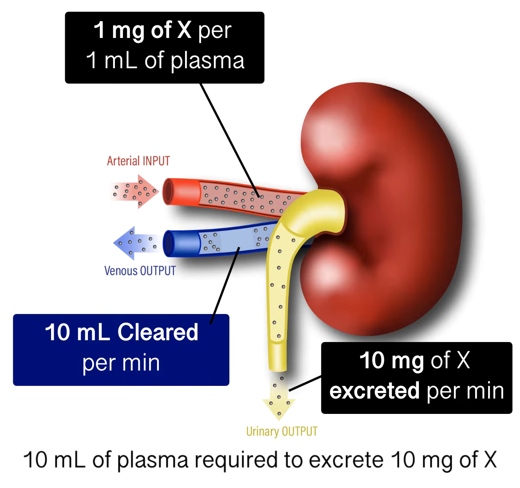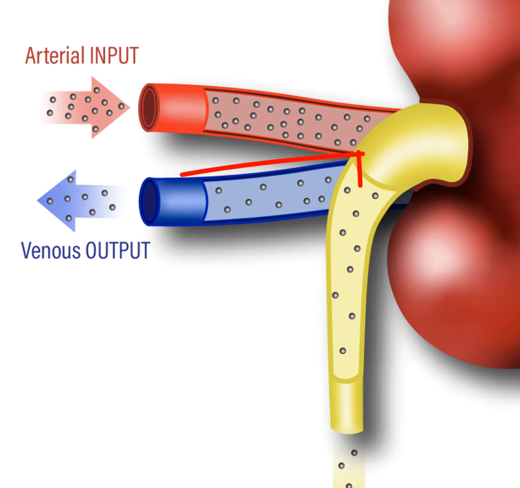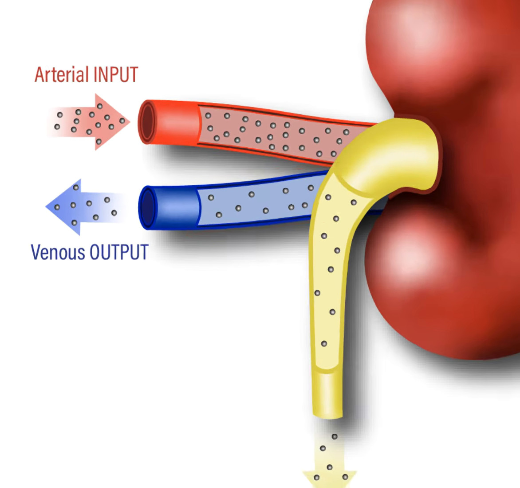In physical terms, this would mean that once every minute, there would be this 10 milliliter fraction of plasma leaving the kidneys that's completely devoid of substance X. Of course, this doesn't actually happen. Instead, the amount of X removed from the blood would be distributed across the entirety of the blood plasma leaving the kidney during that time, manifesting in an overall reduced concentration of X in the renal vein.